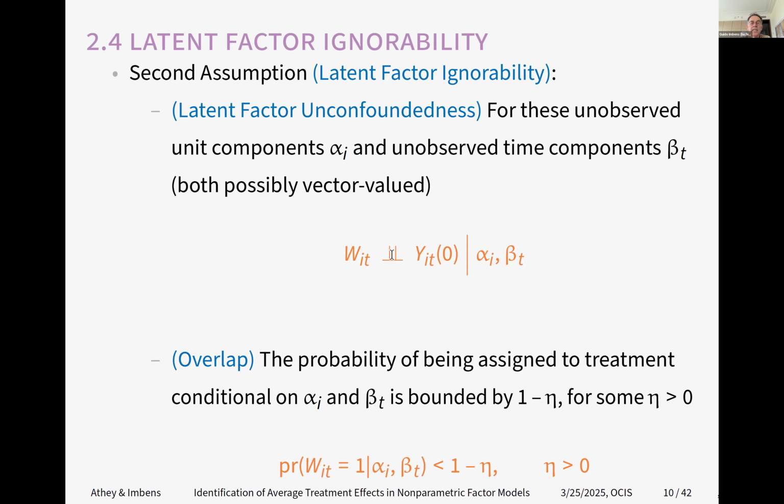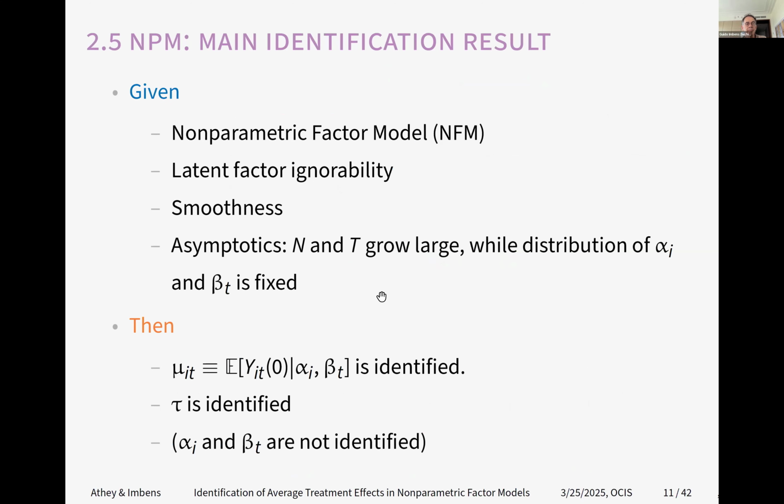The problem, of course, is that we don't see these. We cannot directly see these alphas and betas, and it's going to be hard to estimate them because we don't necessarily have enough structure on the model to directly estimate these betas.